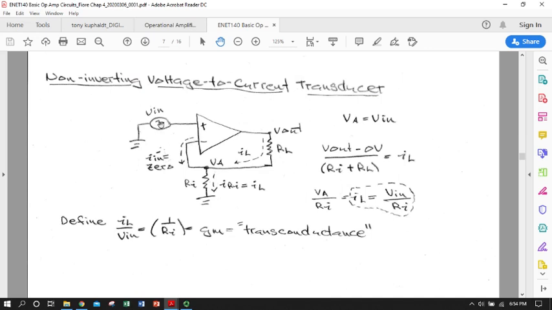So I say V in is V sub A, and V sub A can be expressed in terms of I sub L as R sub I times I sub L. So V in is R sub I times I sub L, and V out is R sub L plus R sub I times I sub L. So I can cancel the I sub L's if I wanted an output voltage signal, which is great if that's what I wanted.